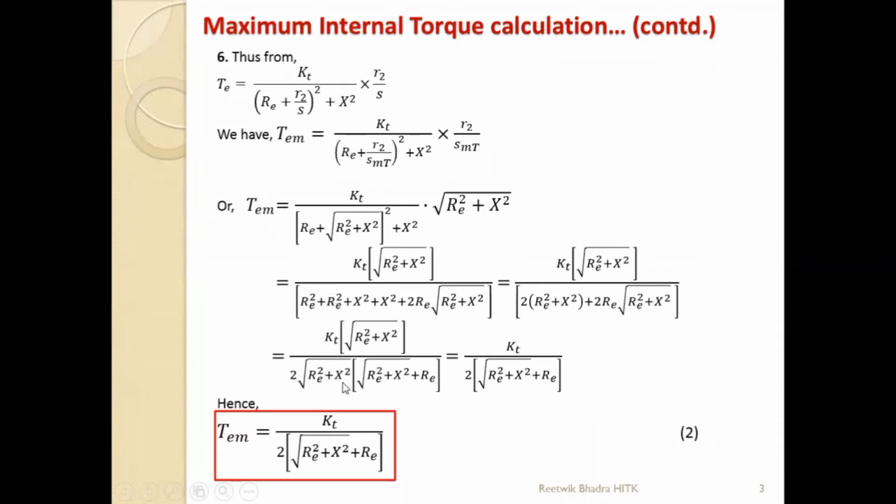If you take this in the denominator common, over here there is Re square plus X square, so obviously a square root of this term will remain, because I have taken only the square root part. Then 2 and root over Re square plus X square is taken common. What is left behind is Re. So this square root term cancels out. So you have Kt by 2 into (square root of Re square plus X square, plus Re). So this is our formula for maximum torque.